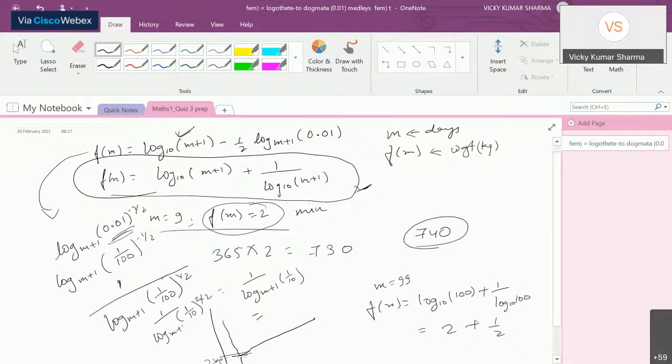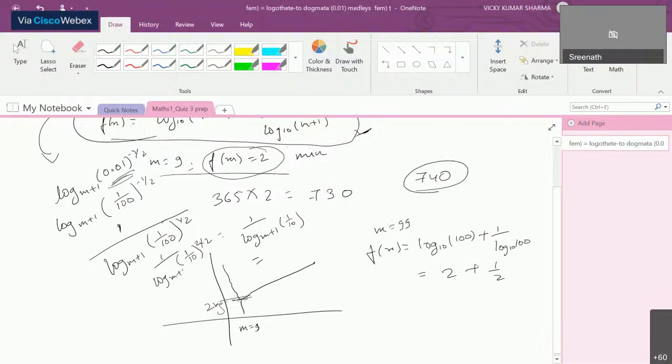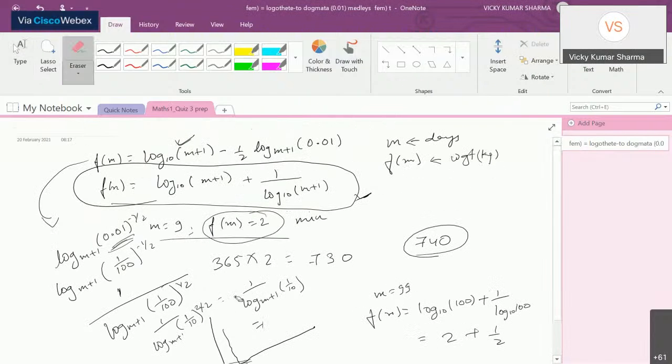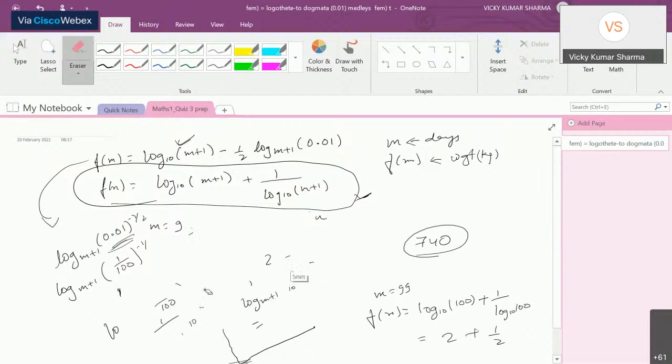Now all you need to do is take the reciprocal of the things. Wait, I think I missed it somewhere. I even want to know how that base became 10 and m plus 1 came to the right. Okay, I get it. I'll do it freshly here for you.